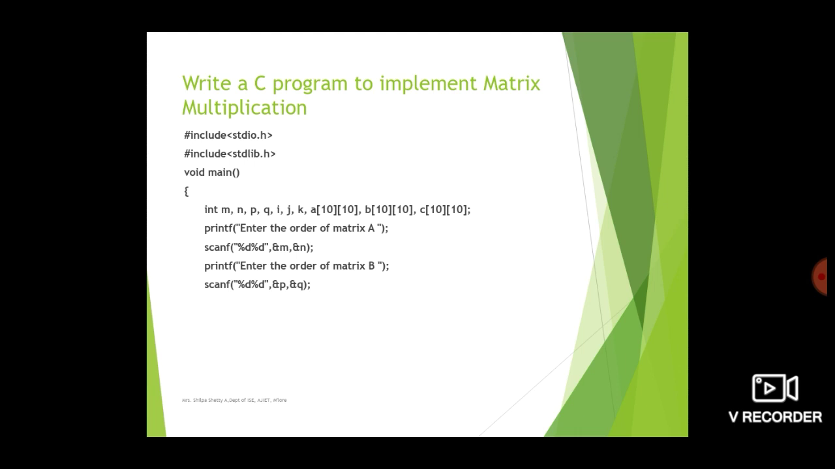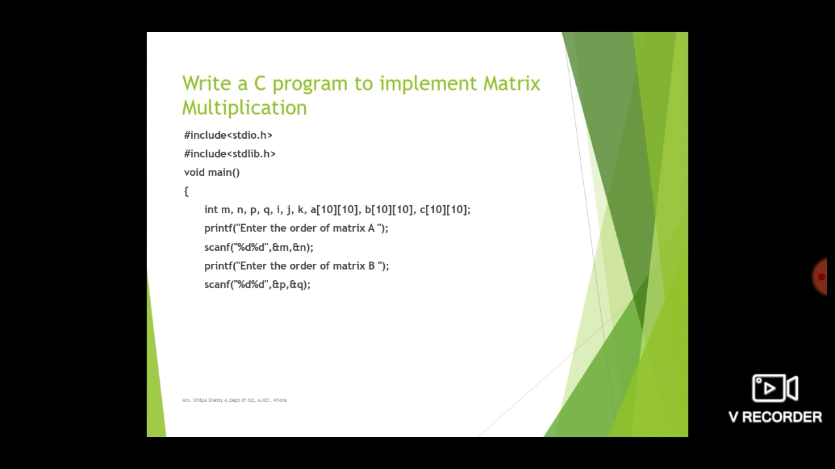So here you know that we are multiplying two matrices. Let us consider the two matrices as matrix A and matrix B, and the product of the two matrices, let us store it in another matrix, say C. And let M and N represent the order of matrix A, and P and Q represent the order of matrix B. So here is the declaration part.